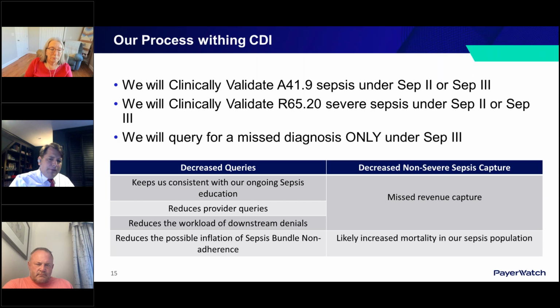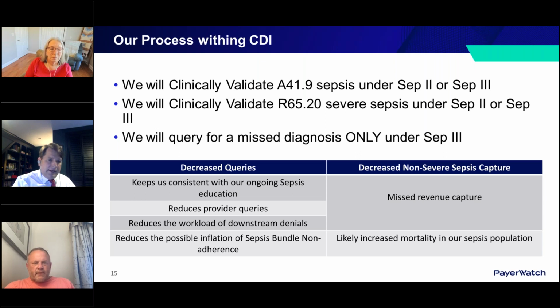The big thing that's different, probably, from our organization than others is that we are in line with some of our area hospitals that are within our state, but not all. And that is that we are only querying for a misdiagnosis under sepsis 3. So if we see that patient without the magic words of sepsis, we see that they have sepsis 2 criteria, but we do not see organ dysfunction, we're not going to be sending that query to try to find A41.9.